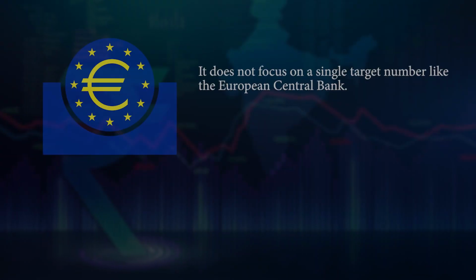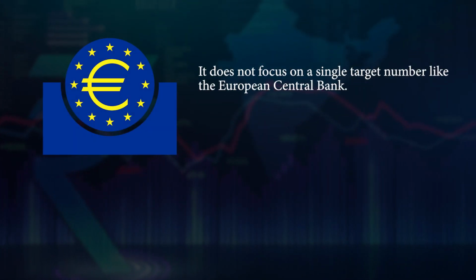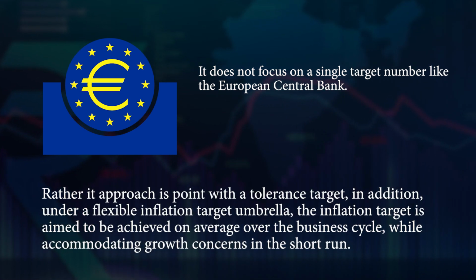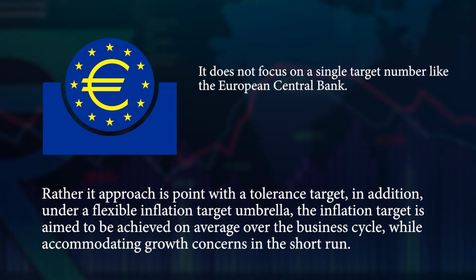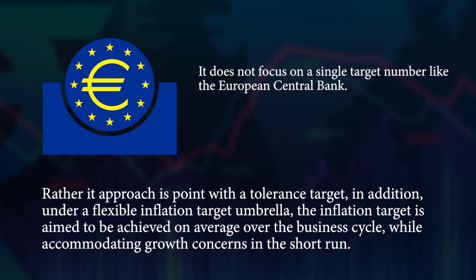That is why India's monetary policy framework is called flexible inflation targeting. It does not focus on a single target number like the European Central Bank. Rather, its approach is a point target with a tolerance band. In addition, under a flexible inflation target umbrella, the inflation target is aimed to be achieved on average over the business cycle while accommodating growth concerns in the short run.